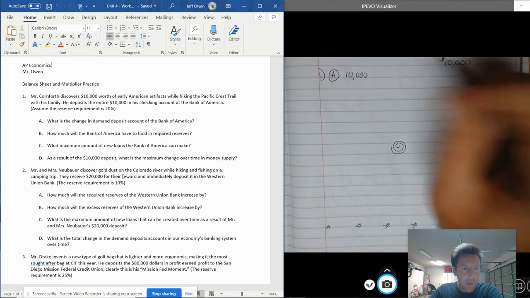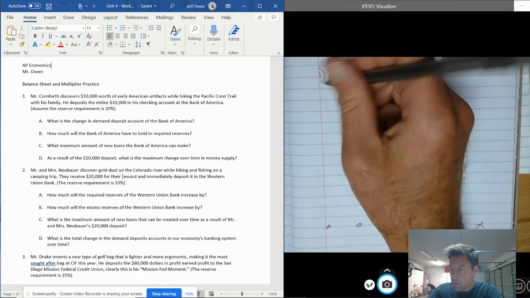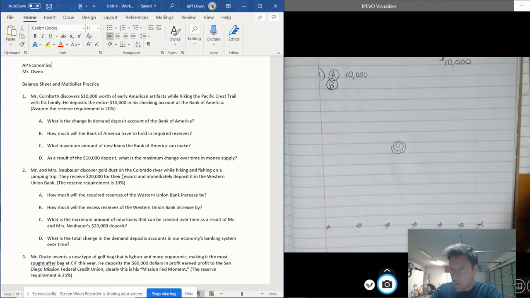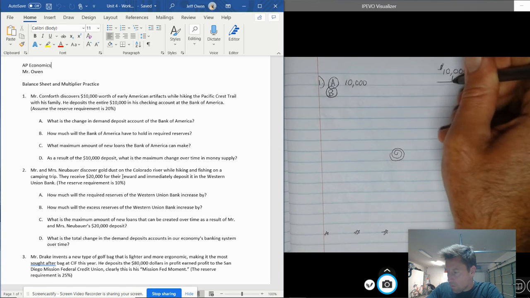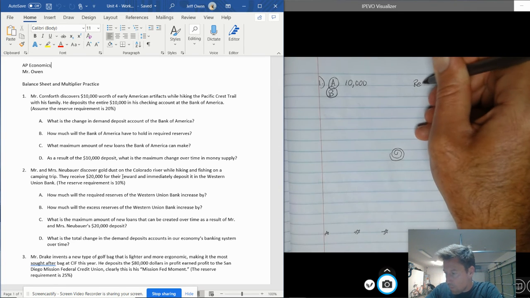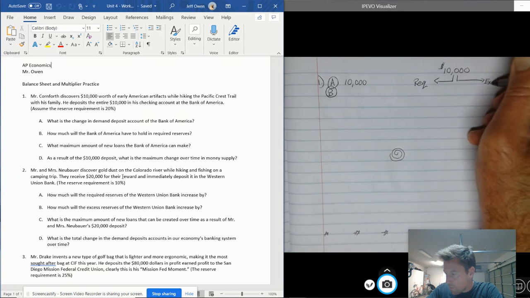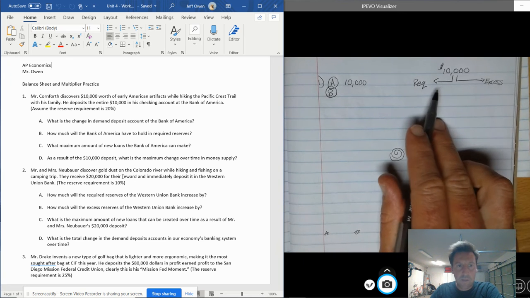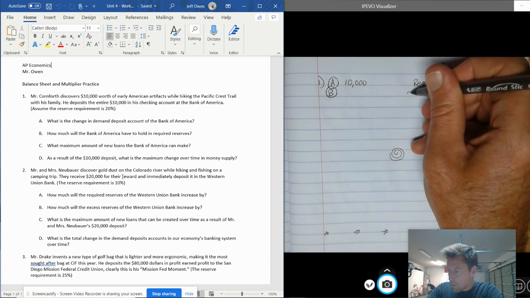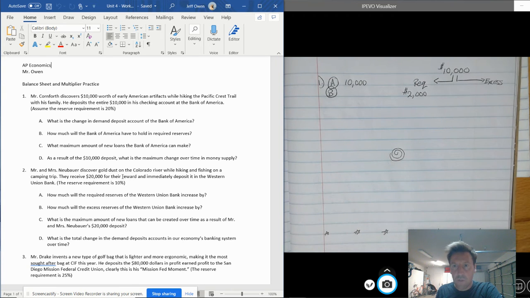B says, by how much will the Bank of America have to hold in required reserves? So B is now saying, all right, you have taken that $10,000 and you're going to break it into required reserves and into your excess reserves. So at 20%, what's 20% of 10,000? Should be 2,000 bucks. So $2,000 is going to be held in the required reserves at that bank.